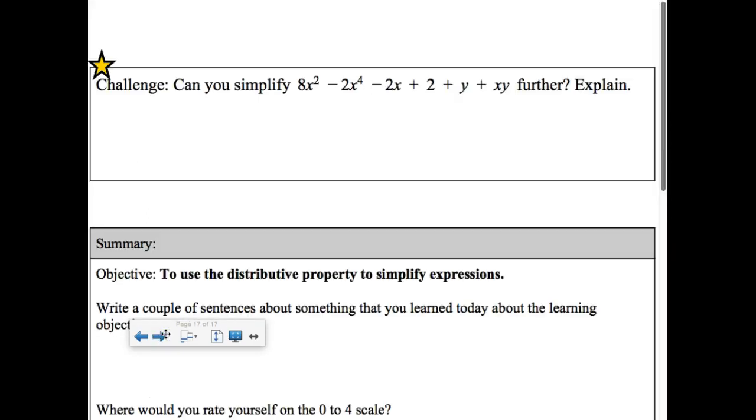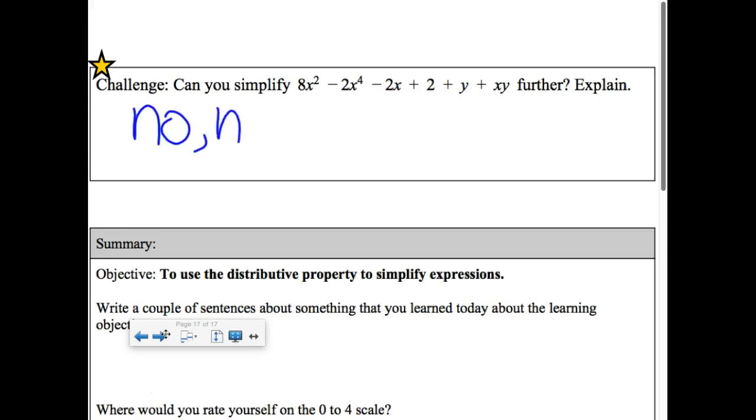All right, I have one last question. It's kind of a challenge question. So if I'm looking here at this problem, it says, can you simplify 8x squared minus 2x to the fourth minus 2x plus 2 plus y plus xy further? Explain. So right now, if I'm looking at this, do I have any like terms? I do not. There's nothing that can combine. So can we take this further? The answer is no, I can't take this further.